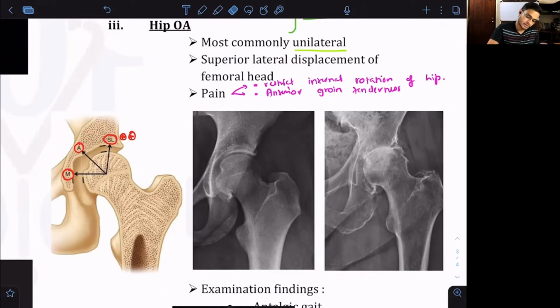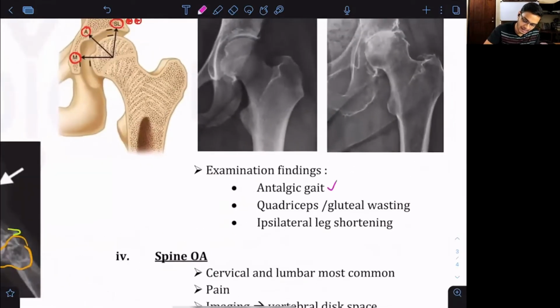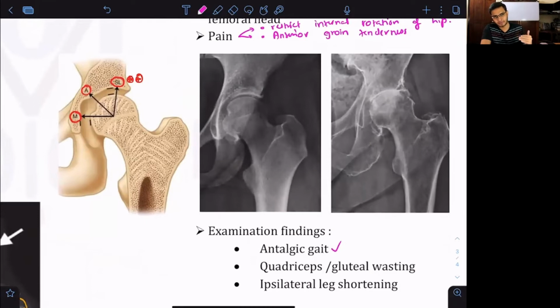Okay, right. The next thing is, guys, again, these patients also can have an antalgic gait, right? They can have quadriceps or gluteal muscle wasting. And now, what did we say is the most common type of migration of the femoral head or the dislocation? Superolateral. So what is happening? It's going upwards and slightly lateral. So the head of the femur is going to move a little bit up and slightly laterally.